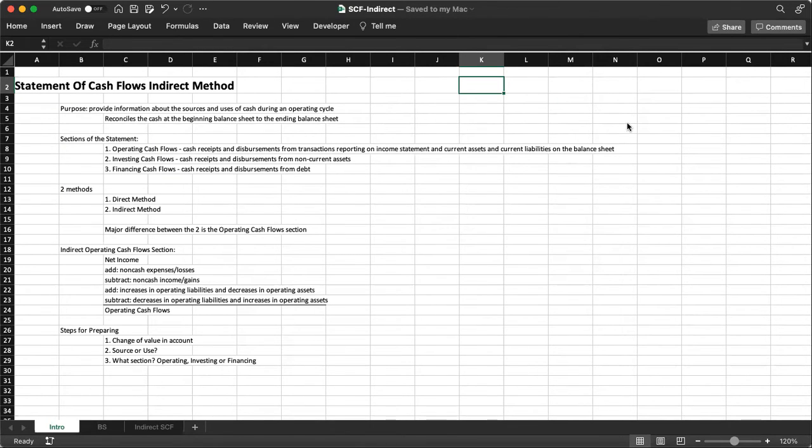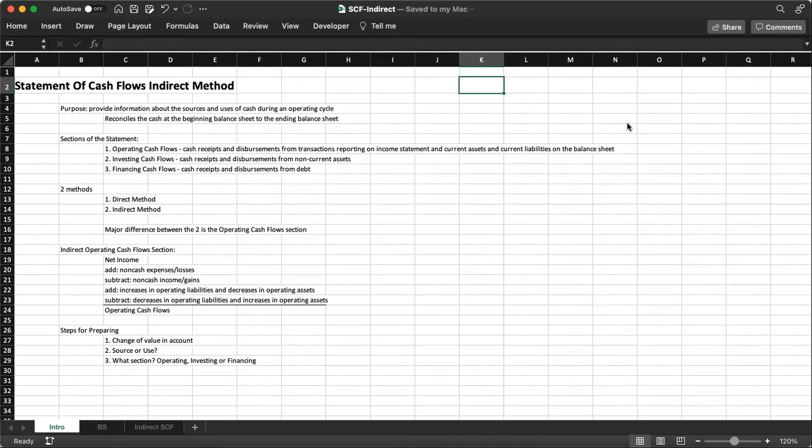Hello everyone. We're gonna do this video on a statement of cash flows using the indirect method. And before we get into it, I'm just gonna do a little intro on what the statement is and the different parts of it before we get into the example. The purpose of this statement is to provide information about the sources and uses of cash during an operating cycle of a company or their fiscal year.